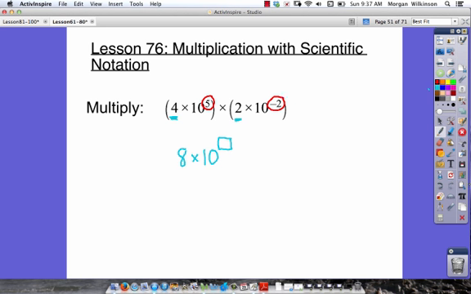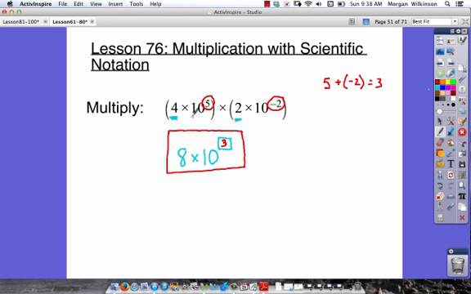So what we need to do is figure out how many powers of 10 we have. Well, if we have 10 to the 5th and 10 to the negative 2nd, we must have 5 plus negative 2 powers of 10. That's going to be equal to 3 powers of 10. So we've got our answer. Our answer is going to be 8 times 10 to the 3rd power. We could go ahead and box it, and we can move on to our next question.